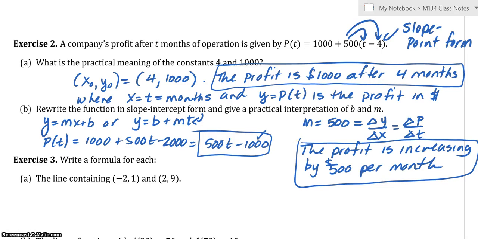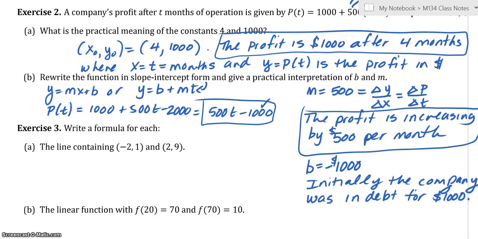What about the b? The b we know, that's weird, is negative 1,000. That is the initial amount when t is 0. We're at a negative 1,000, and that would be in dollars because it's an amount, and the months would be 0. So what does that mean? It means initially the company was in debt for $1,000. It was in the hole, right? It started at negative $1,000. Maybe it borrowed $1,000 to get started, or that's how much it spent to get started. Who knows?